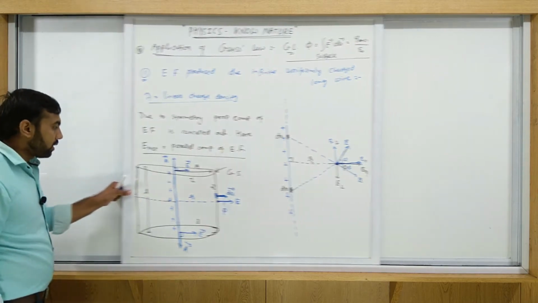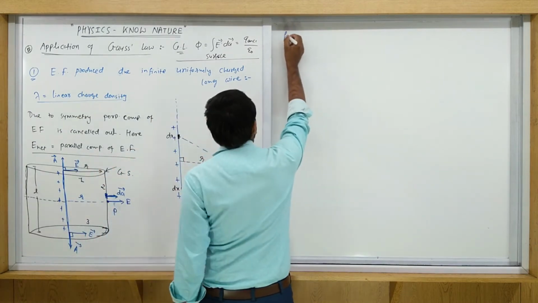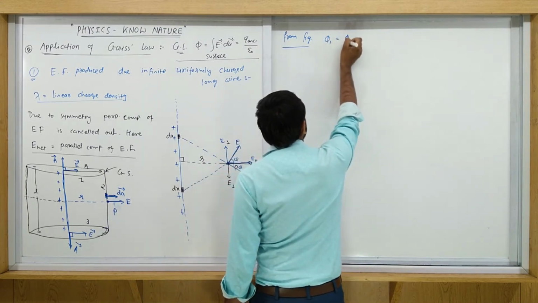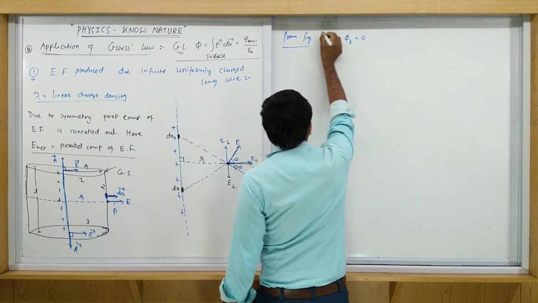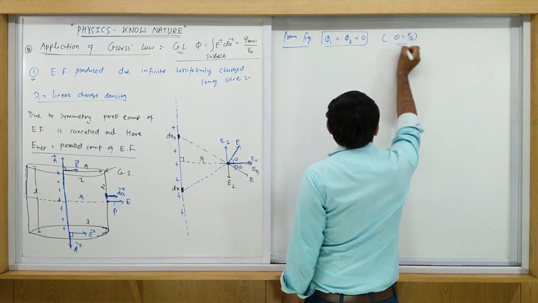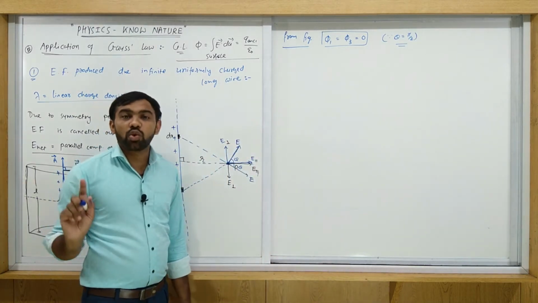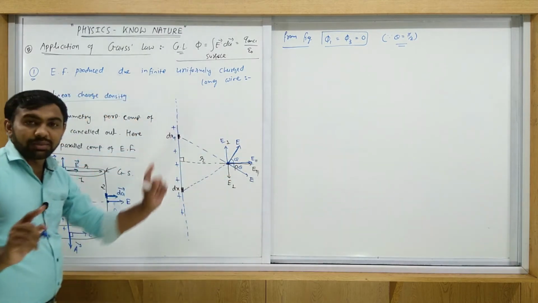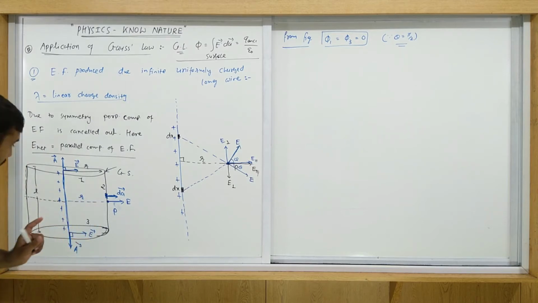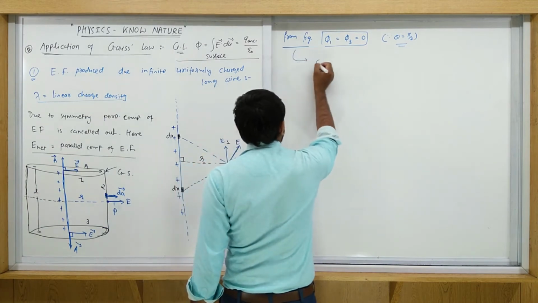So from this figure, can we get the answer for the flux? From the figure, phi1 is equal to phi3 is equal to 0, because theta is equal to pi by 2. Flux is equal to E dot A, meaning E into A into cos theta. Theta is pi by 2, so cos pi by 2 is 0. So the flux linked with the first and third surfaces is 0. Now we count the flux linked with the second surface.